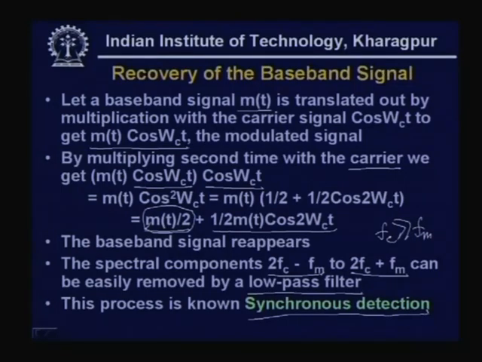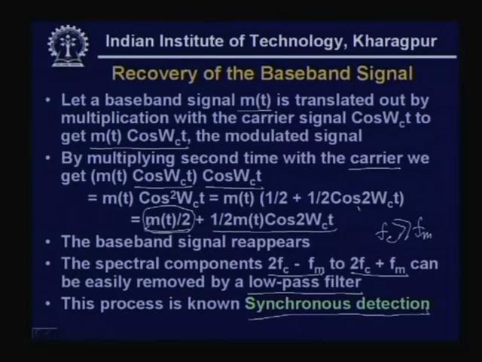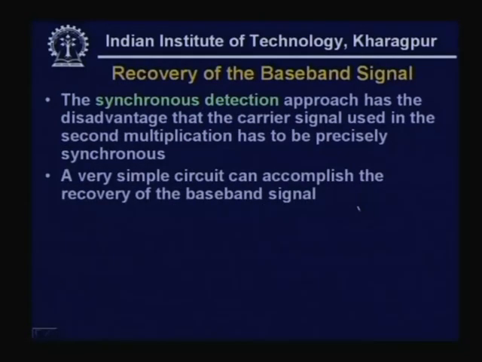There is one important limitation of this synchronous detection. The signal cos 2πfct has to be precisely synchronous. The synchronous detection approach is straightforward, but it has a disadvantage that whenever you do the multiplication, the carrier signal which you are using for multiplying the second time has to be precisely synchronous. That means there should not be any phase difference.